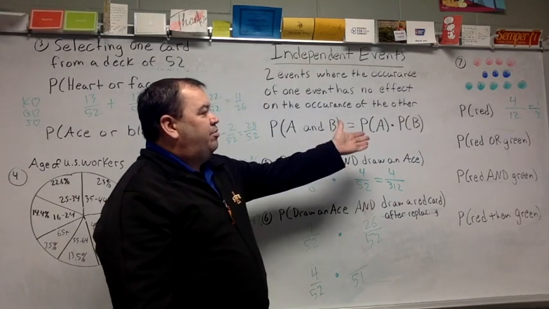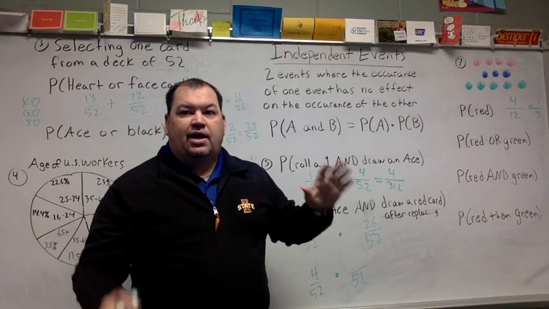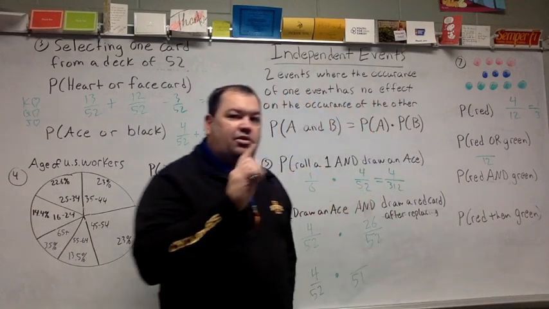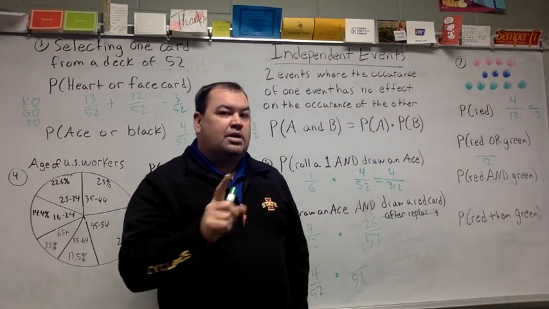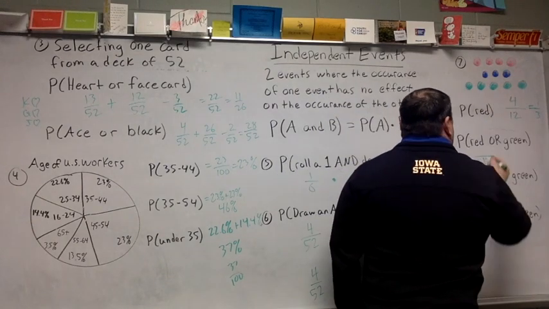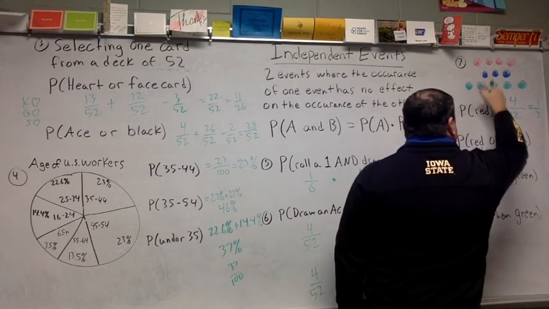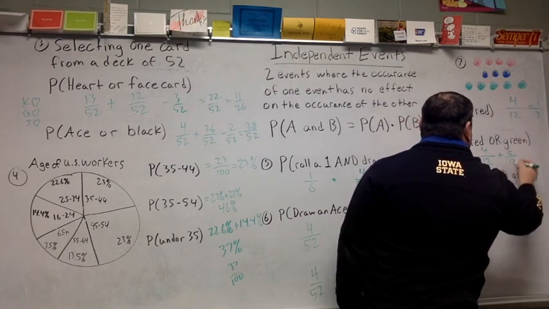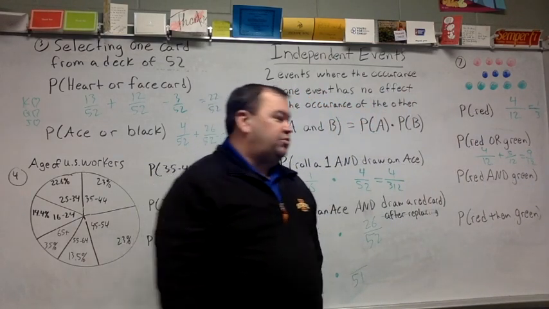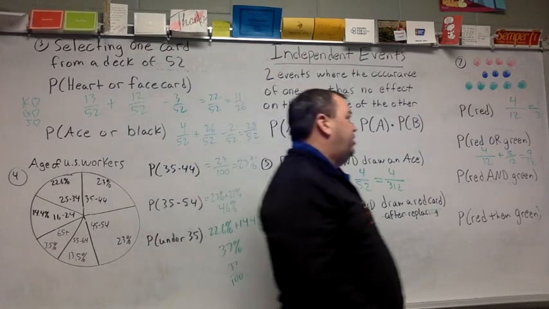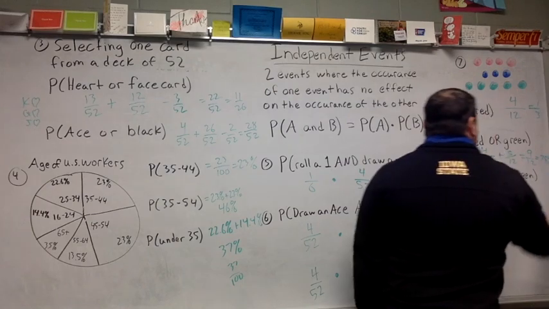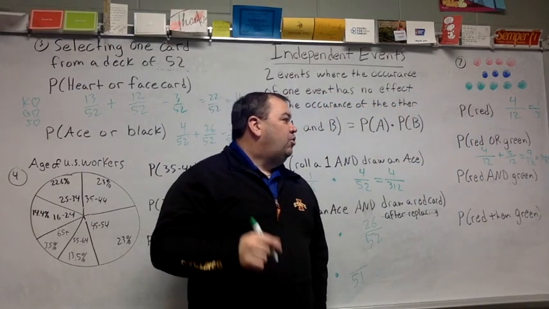Now, I said the probability of a red or green. I'm still drawing from the same sample space of 12 marbles, and I'm still only drawing 1 marble, but I have more ways of winning. I have 4 red, I have 5 green. If I add those up, I get 9 out of 12. I should probably reduce that or turn it into a decimal or a fraction. So this reduces to 3/4. I have a 75% chance of drawing a red or green marble.